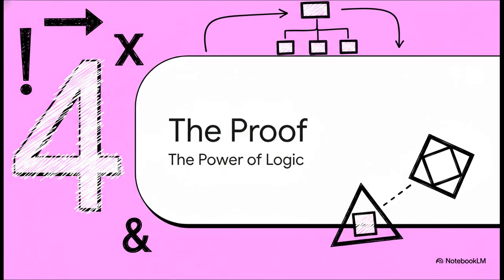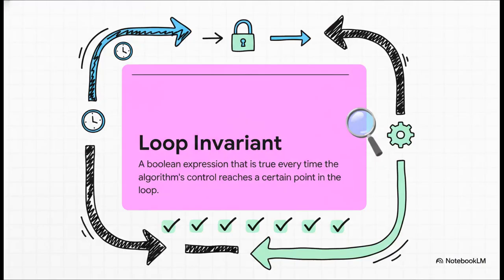So if we can't test our way to certainty, what's left? The answer isn't more testing. It's using the elegant power of pure mathematical logic to build an unbreakable proof. And the secret weapon for this is something called a loop invariant. Now, don't let the technical name scare you. It's really just a simple statement of fact about our algorithm's loop that is always true. It's true before the loop even starts, and it stays true after each and every time we go through it. It's like a golden rule.